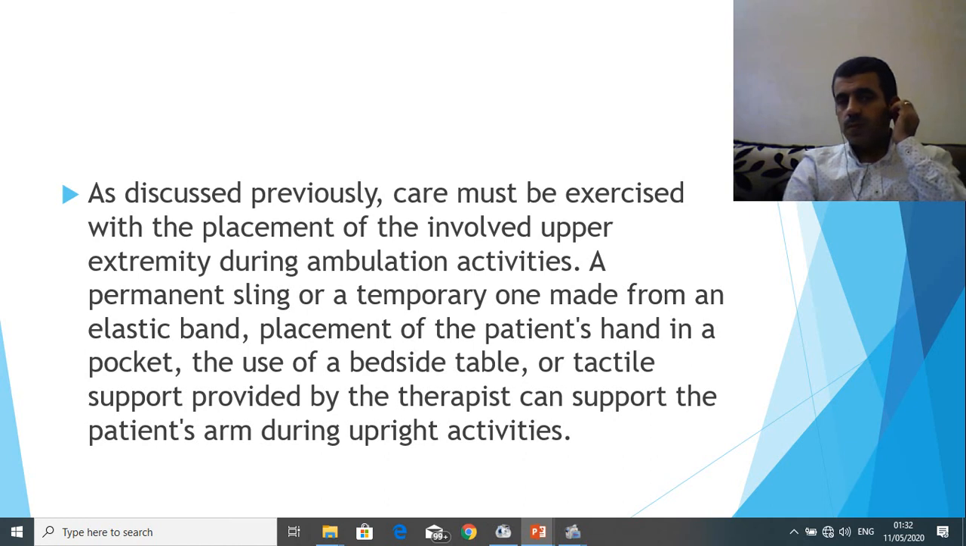So, as discussed previously, care must be exercised with the placement of the involved upper extremity during ambulation activities. A permanent sling or a temporary one made from an elastic band, placement of the patient's hand in a pocket, the use of a bedside table, or tactile support provided by the therapist can support the patient's arm during upright activities.